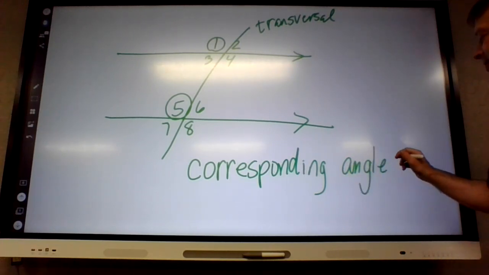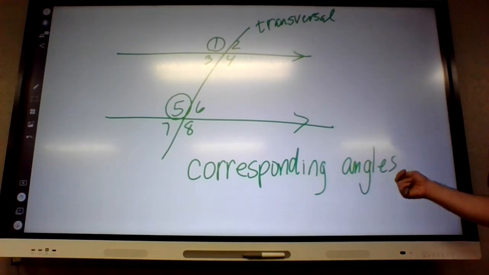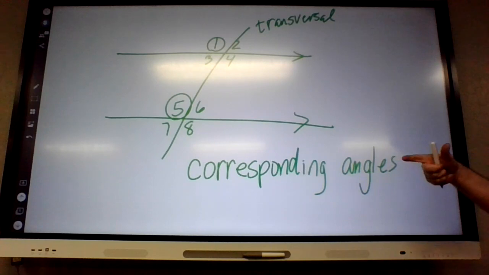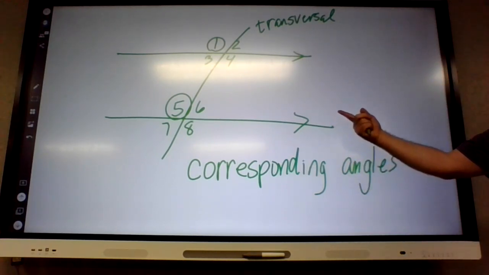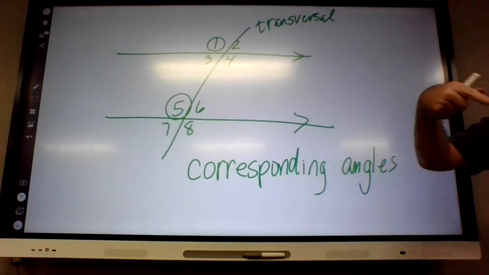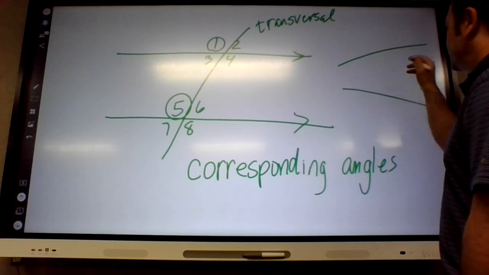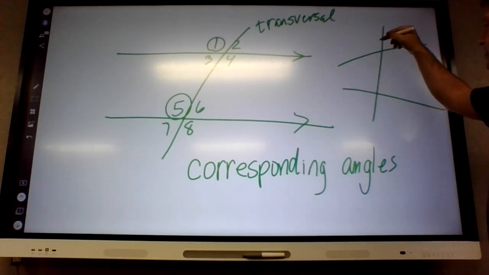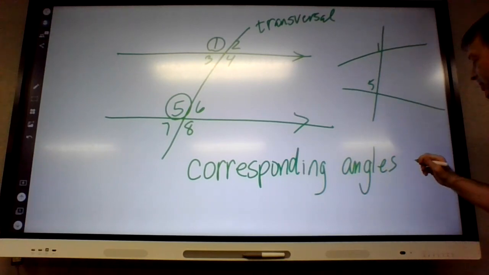Corresponding angles are congruent. That is a postulate, but if you just need to reference it, you can just say corresponding angles are congruent. The full thing is corresponding angles are congruent if the lines are parallel. Because if the lines aren't parallel, they're not going to be congruent, right? If they're like this, these are not the same angles. Okay, anyway, corresponding angles are congruent.